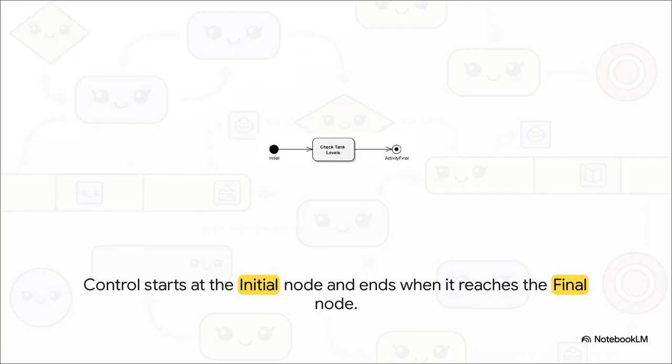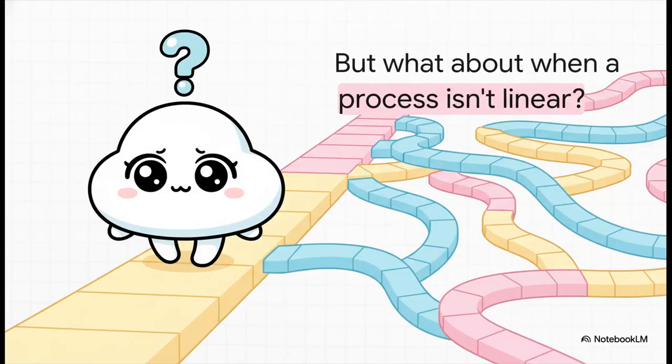Now, check this out. This is the most basic flow you can possibly have. We kick things off at the initial node, the dot. We follow the arrow to our action, check tank levels, and then we follow the next arrow to the final node. As soon as we hit that bullseye, boom, the process is done. Okay, that was pretty easy.